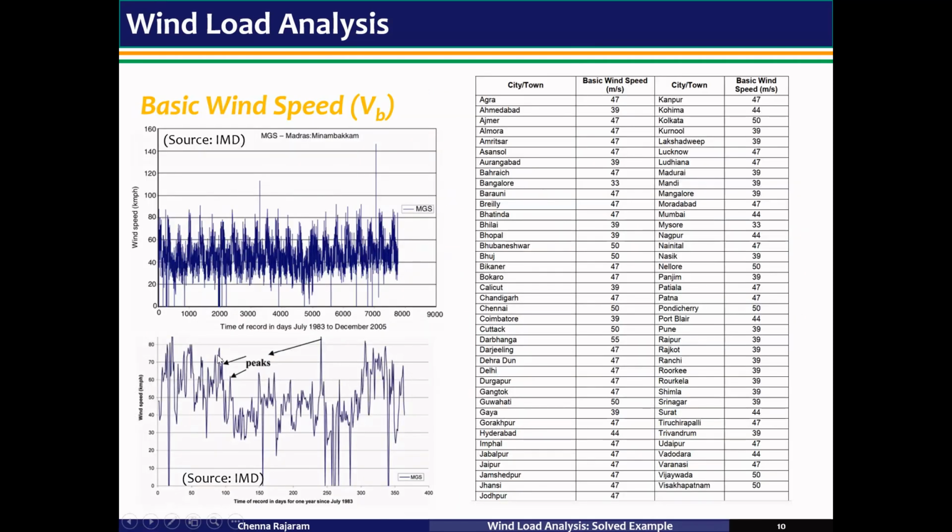Here a graph is plotted between the time of the record in days, from July 1983 to December 2005, versus wind speed in kmph. Now, from this graph, the peak values are taken, and based on statistical analysis, they arrived at the basic wind speed. On the right-hand side, you see the table which represents the basic wind speeds for different cities or towns.